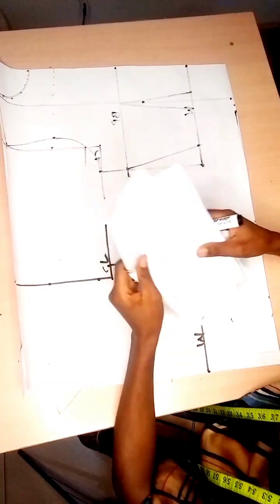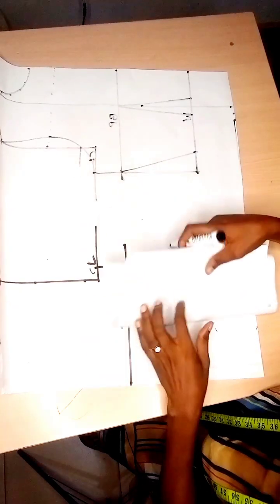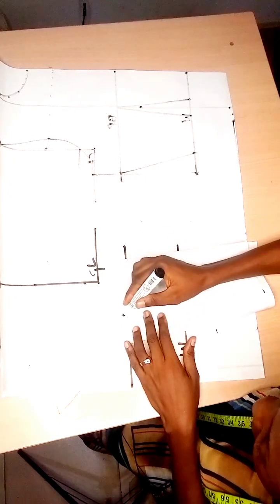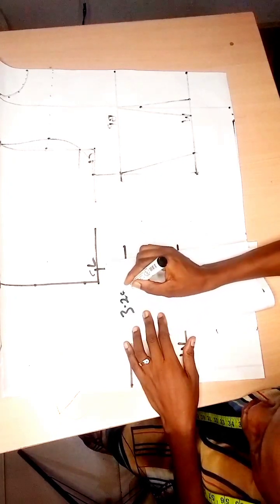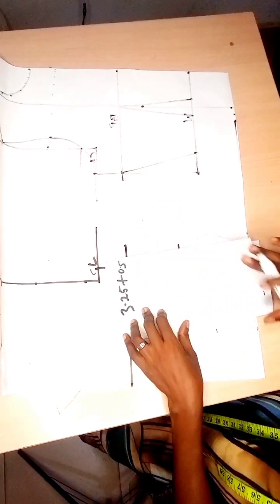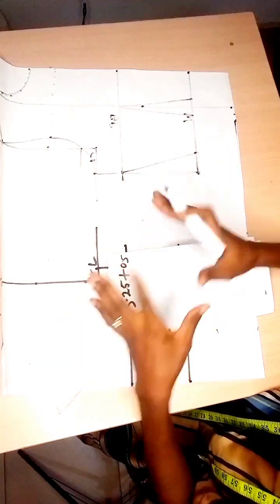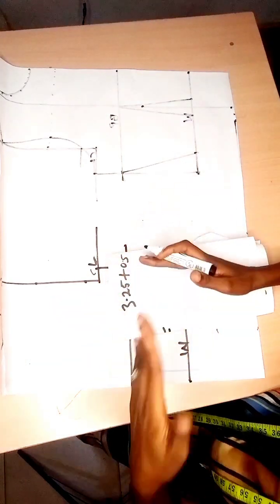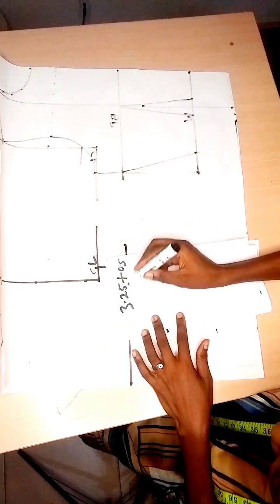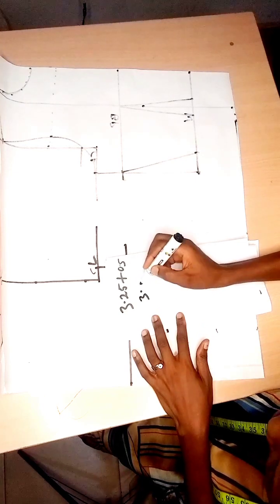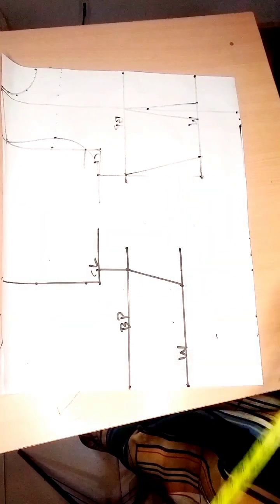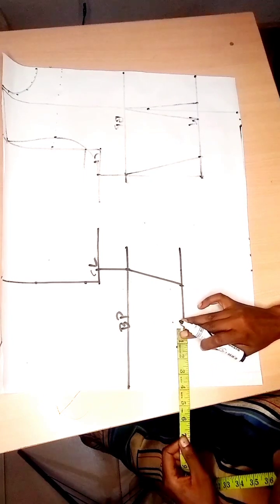So to get our back nipple to nipple measurement, we're going to add half an inch to it. Our nipple to nipple measurement is 3.25 plus 0.5, so that when you finish sewing your clothes, the back darts should not be too close. That's why we are adding half an inch to it. So 3.25 plus 0.5, we have 3.75. So our back dart now is going to be 3.75.